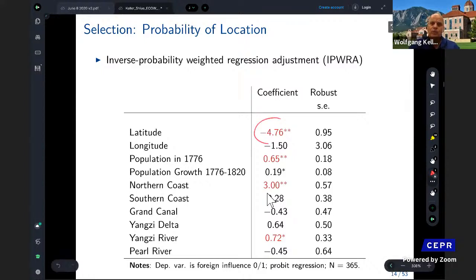And we see here it was mostly southern, coastal, as well as on the Yangtze River, and also places that had a relatively high population in 1776. So that's 50 years before our sample starts. And so we're going to apply these weights throughout in order to get more of an apples-to-apples comparison, in order to not rely on inferences that use as a control group areas that have no chance of ever becoming a treaty port.